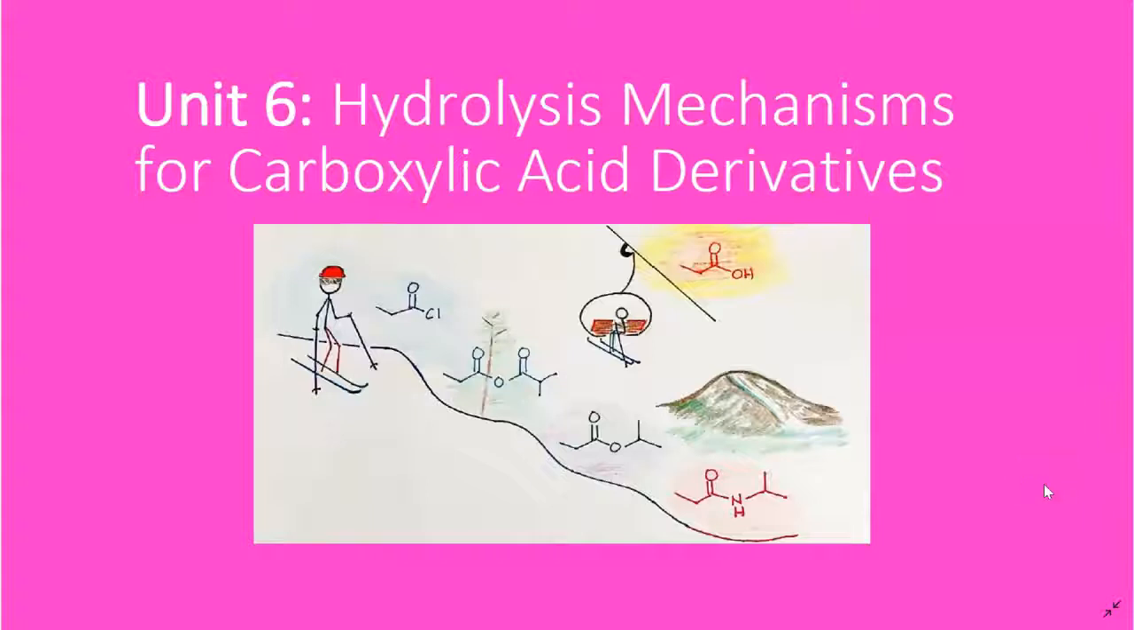Hi everyone. The first set of mechanisms that I want to look at in Unit 6 are the hydrolysis mechanisms. And what we're going to discover is that the more reactive carboxylic acid derivatives, the acid chloride and the anhydride, only require neutral water. But for the more stable ester, we're going to need acid catalysis. And for the very stable amide, we need concentrated HCl and heat.